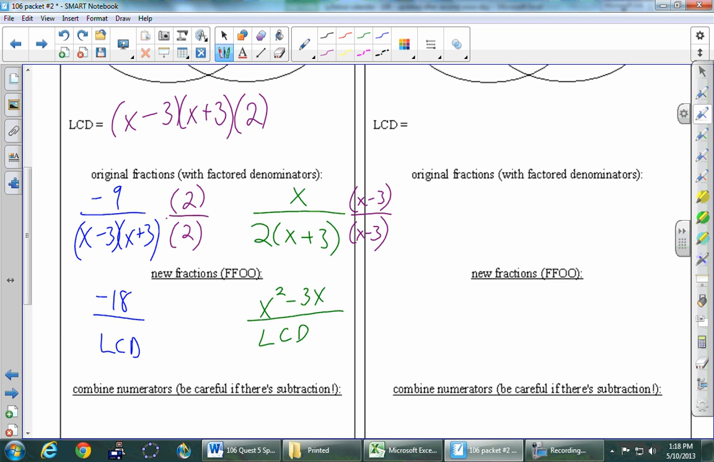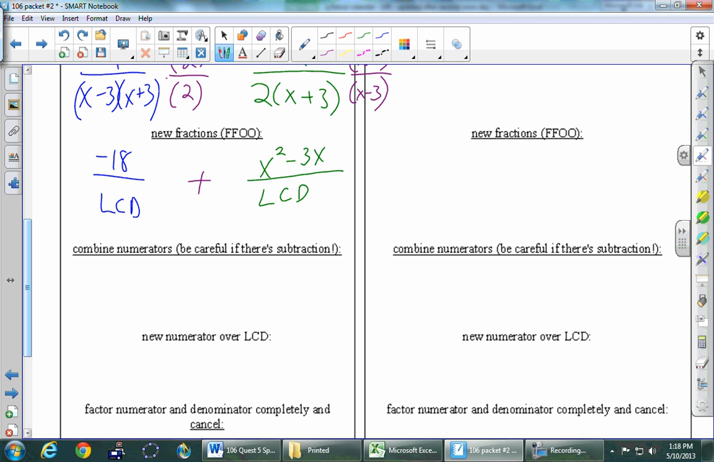Any questions so far? Okay, was it an addition or subtraction in the beginning? Addition, so we'll put addition in the middle. And now because we've got the same denominator, we can just add straight across. But there really isn't much to write. I'll just copy it. Minus 18 plus x squared minus 3x divided by the LCD.